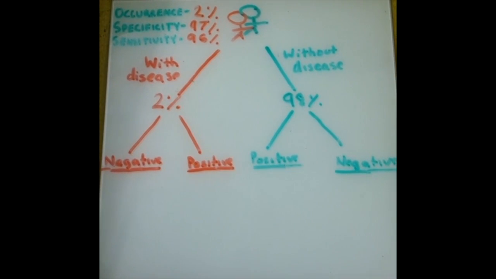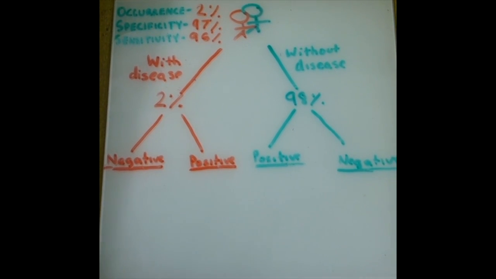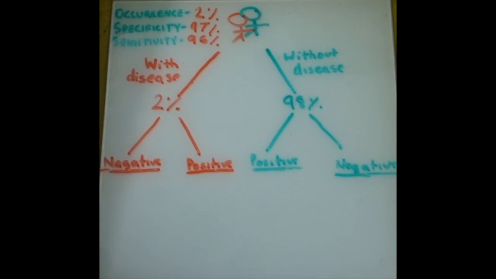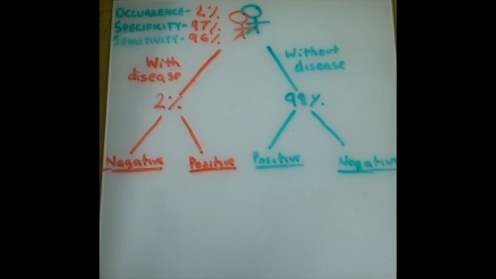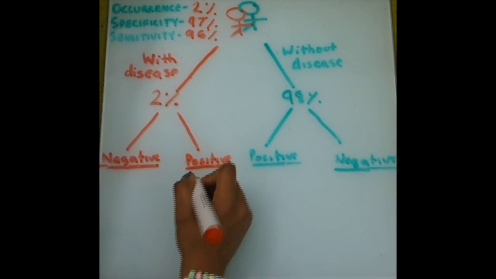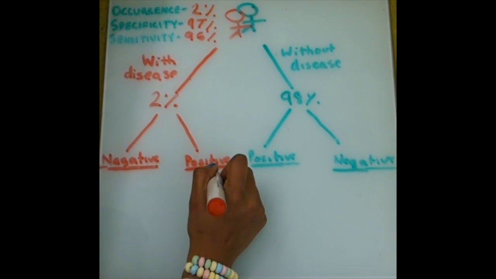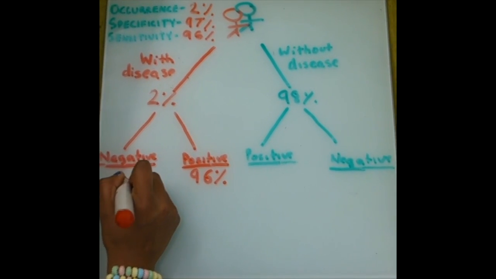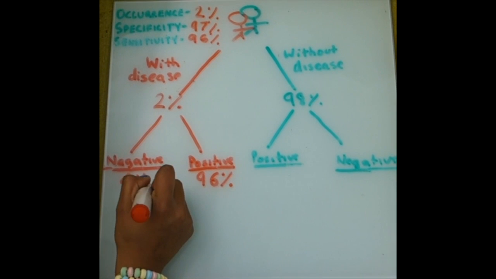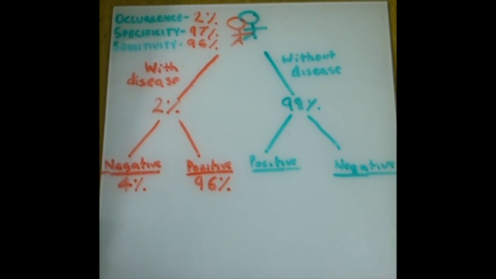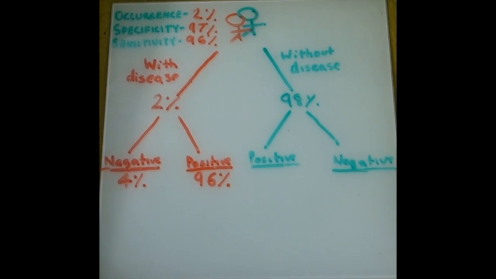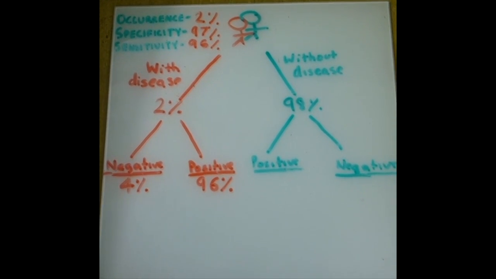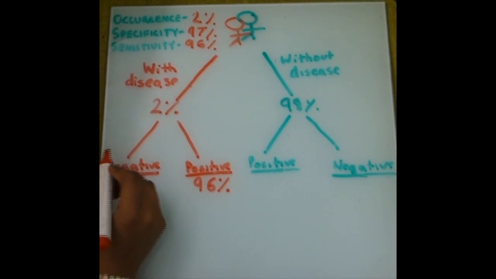When these people take the test, the two possible results are positive and negative. For people with the disease, they should test positive, and the sensitivity figure shows how often it correctly identifies someone with a disease, which is 96% of the time. That means the other 4% of people get a negative test result, even though they actually do have the disease. Because that conclusion is incorrect, it is termed a false negative.